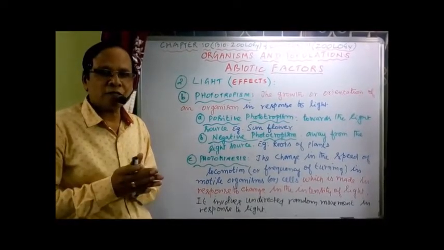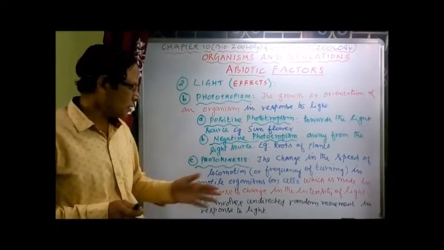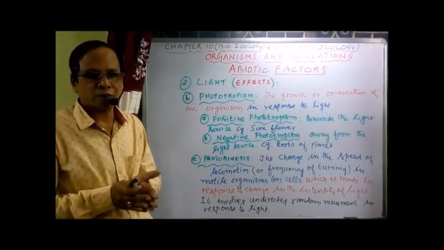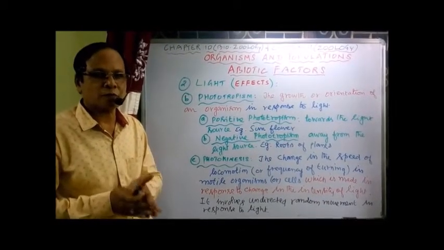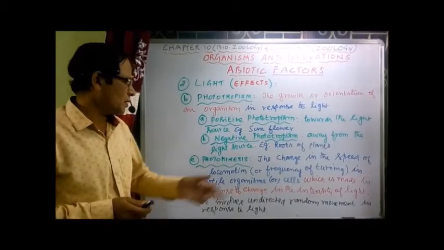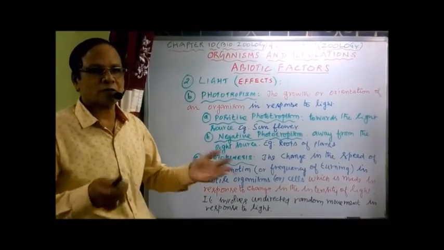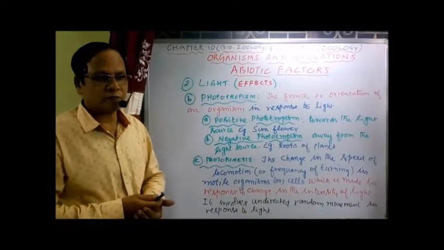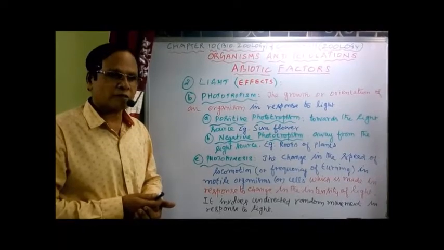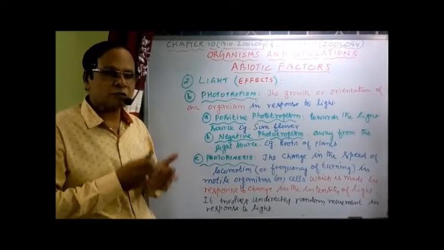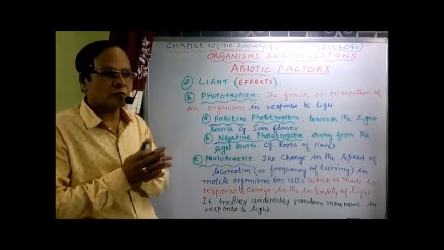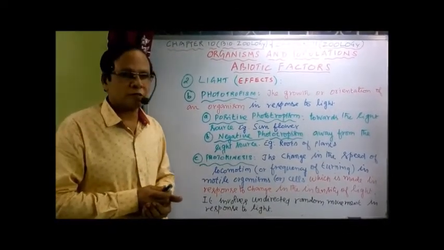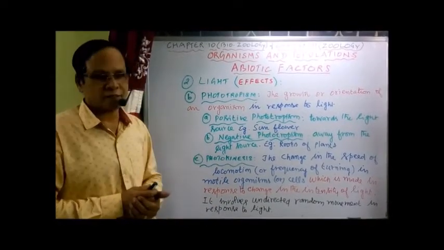This is nothing but the change in the speed of locomotion, or we can say the frequency of turning, particularly in the case of motile organisms, for example paramecium, euglena or chlamydomonas, individual cells, unicellular organisms. It is normally made in response to a change in the intensity of light. When there is a change in the intensity of light, that is wavelength or color, they change their speed, moving away or towards the light with speed. So a change in the speed of organisms in response to light is normally called photokinesis.